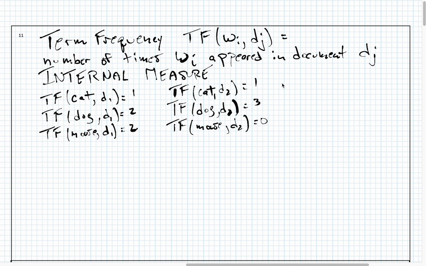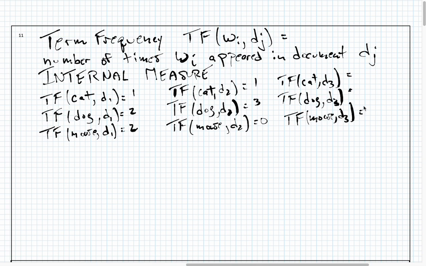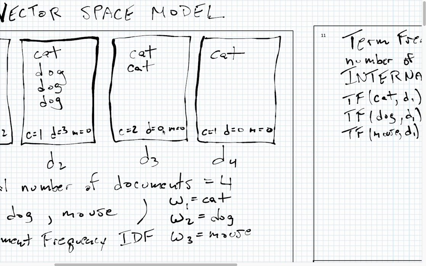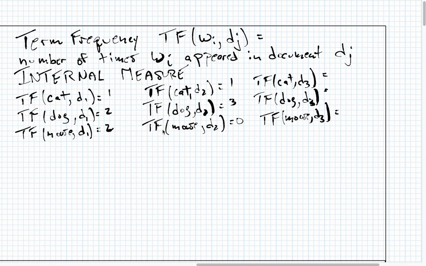We can talk about the term frequency of cat in D3, dog in D3, and mouse in D3. And again, I come back and look at my document here. Cat appeared twice. Everything else was 0.